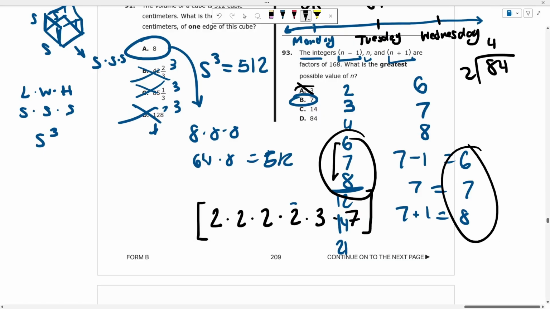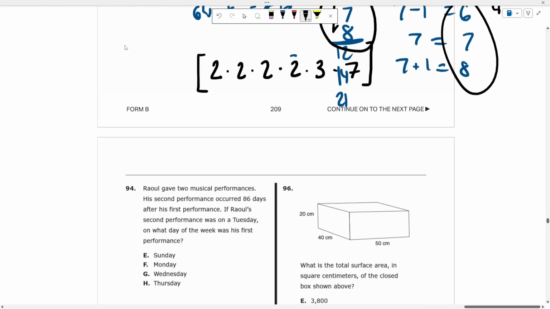A is a trick answer. Why? Because 3 minus 1 is 2, 3 is equal to 3, and 3 plus 1 is 4. These are also factors, but they're asking for the greatest values, which is why you can't choose them.